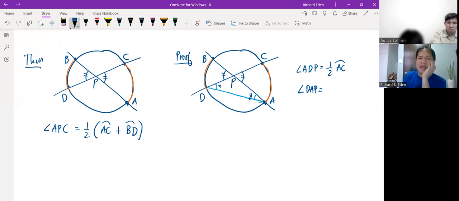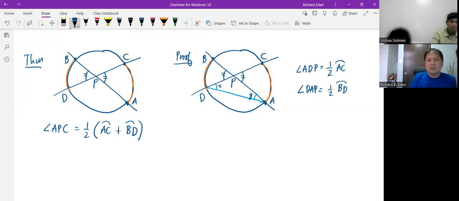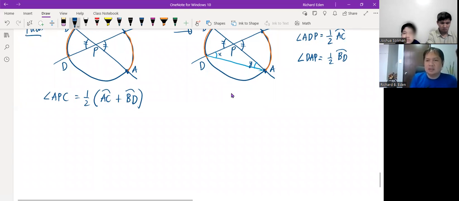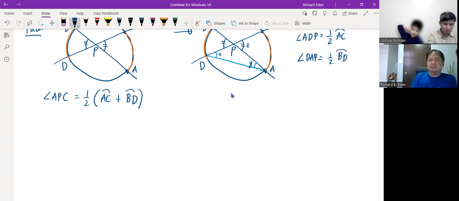So just look at angle DAP, or angle DAB, or BAD. It is one half of arc DB, the minor arc. But now the angle Z. I see now. Okay, so angle X is the same, similarly.